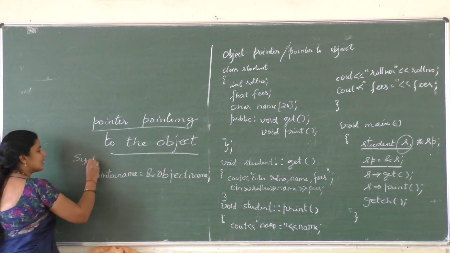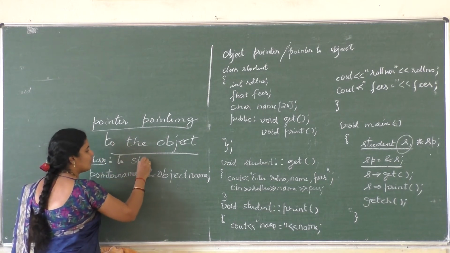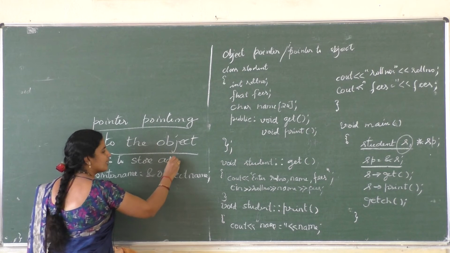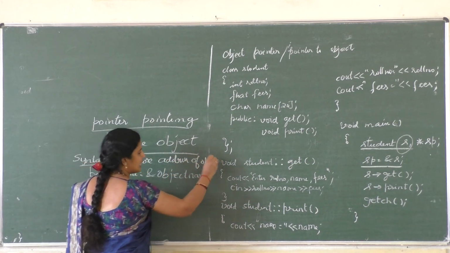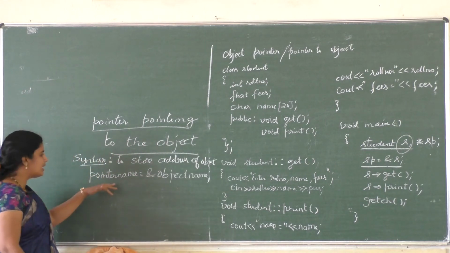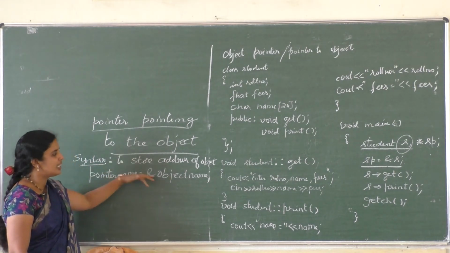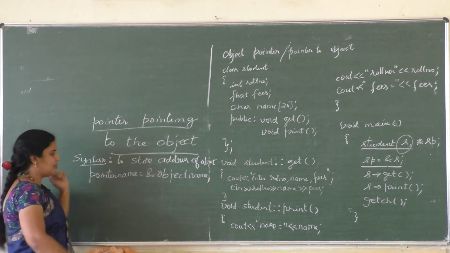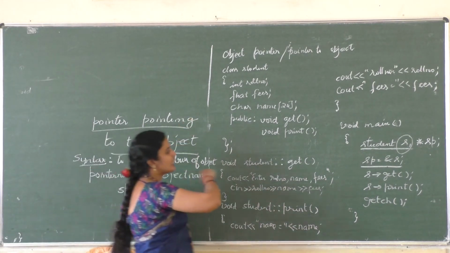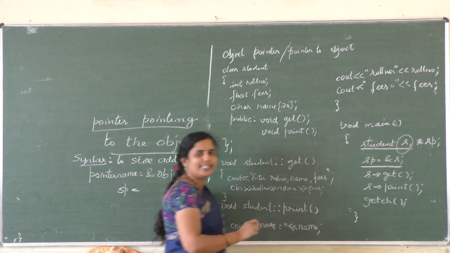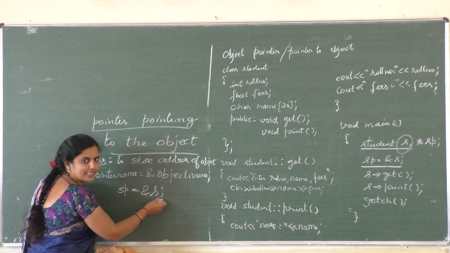Syntax to store the address of object: pointer name is equal to ampersand object name. Pointer name I will consider as sp. Object, what have I considered here? Yes, it's s. Address, that is ampersand, yes.